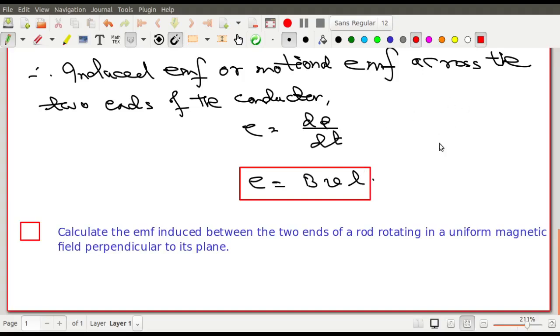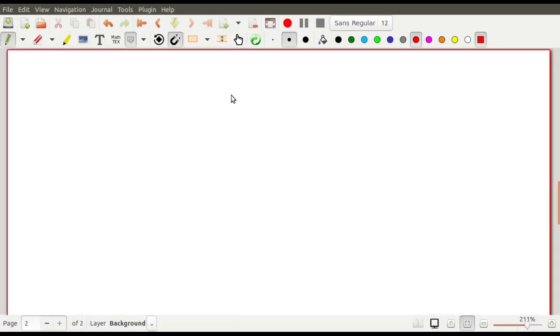The conductor lies in a plane, and the magnetic field should be perpendicular to that plane. Then only this formula is applicable. Otherwise, you need to multiply with sin theta or cos theta for the projection. Actually, you have to multiply with cos theta or cos (90 minus theta), accordingly, depending on what angle is given. Okay, come back to this problem.